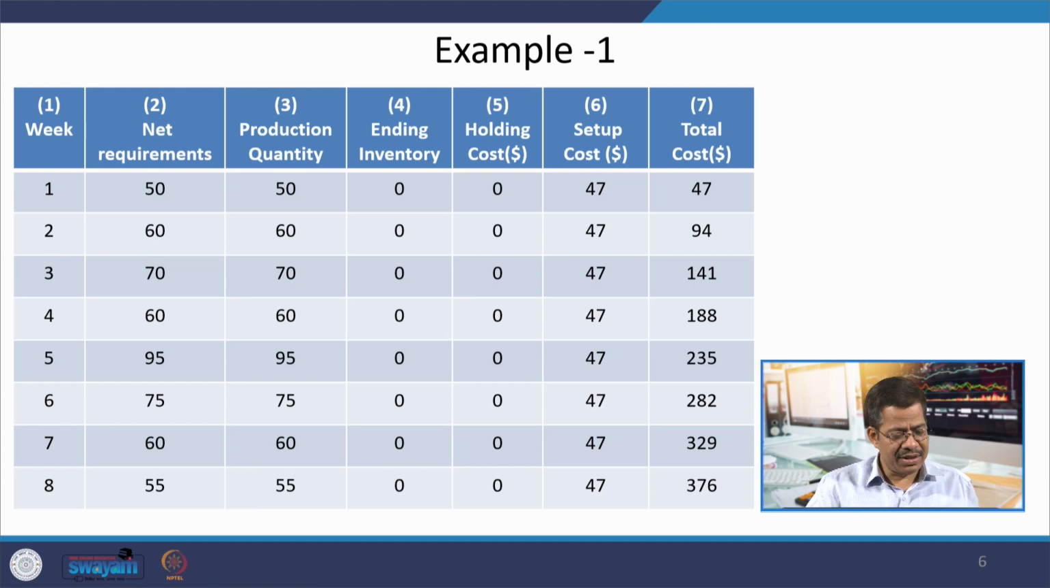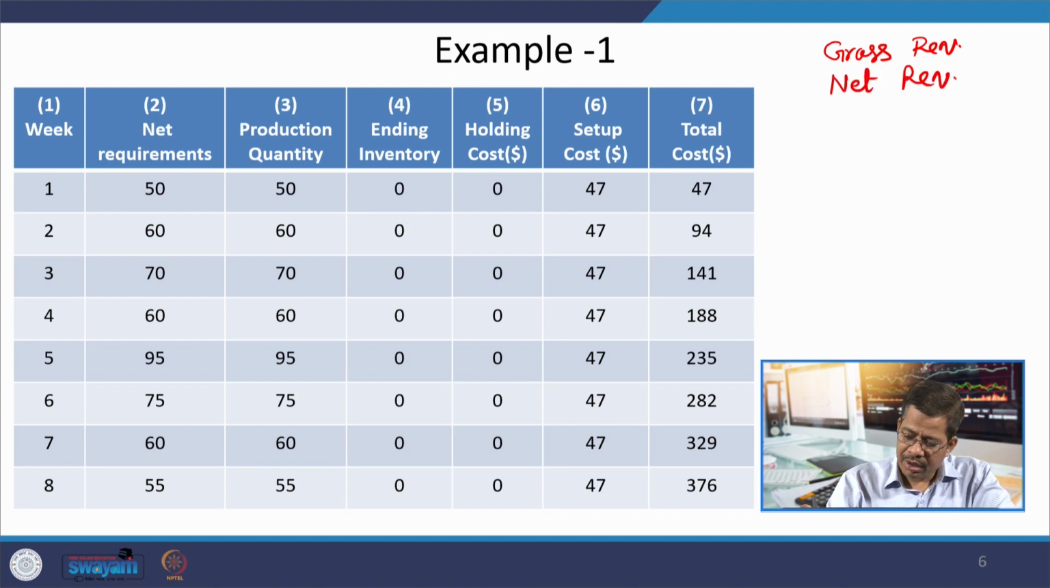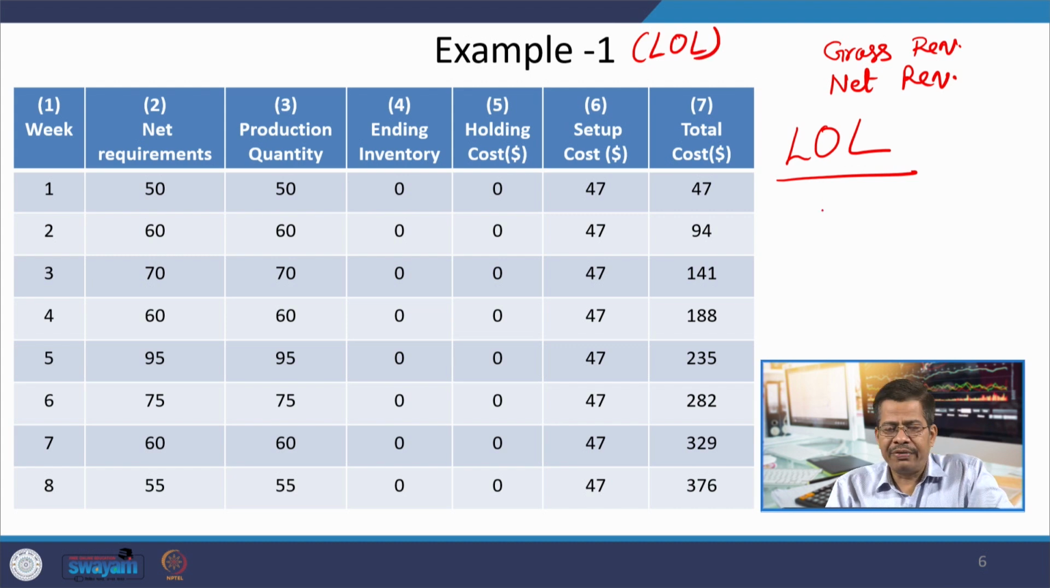Let us see one simple example with the help of this data, where for different weeks you may remember 2-3 important terms: gross requirement, net requirement. And net requirement comes from the gross requirement by subtracting your inventory on hand. But since there is no inventory on hand, your gross requirement is your net requirement, and since we are following LOL, this table is representing LOL, lot for lot.